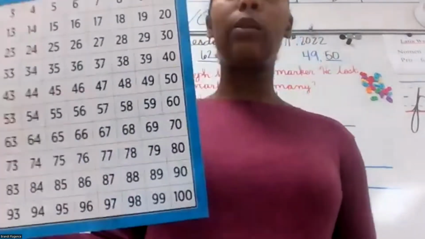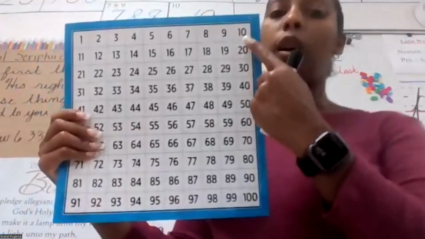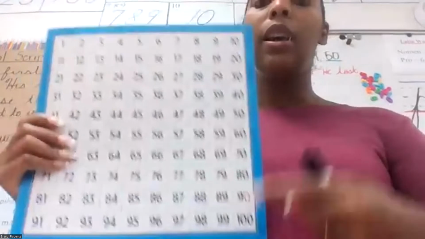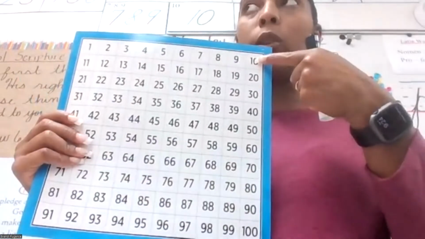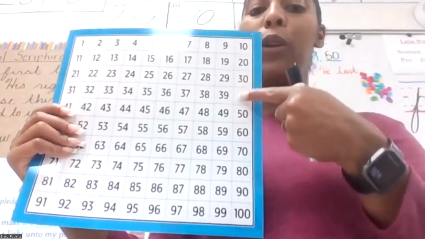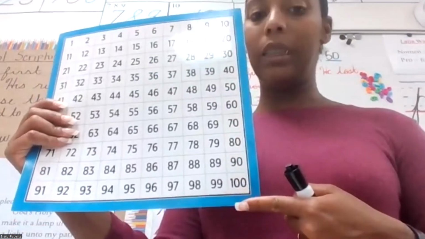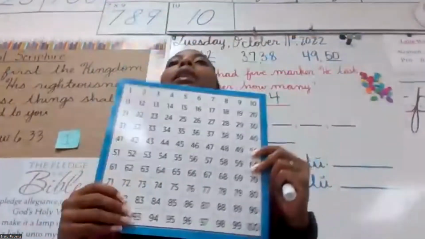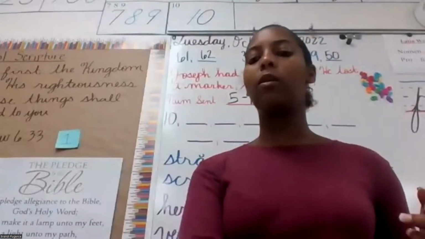This is what it looks like to count by tens. As you can see, all of them have 0 at the end. And if you look at them as you're counting down, look at it. 1, 2, 3, 4, 5, 6, 7, 8, 9, 10, right? So that is what counting by tens is. So let's go ahead and write it here.